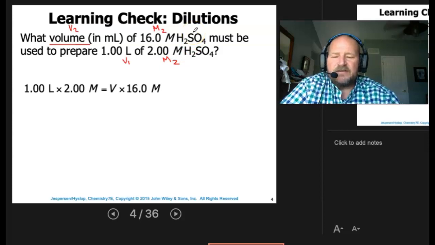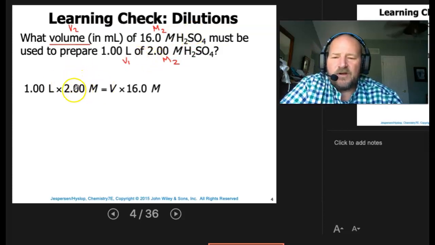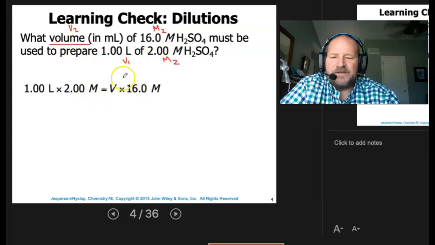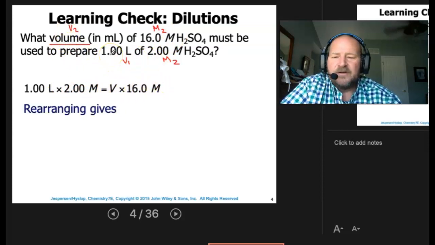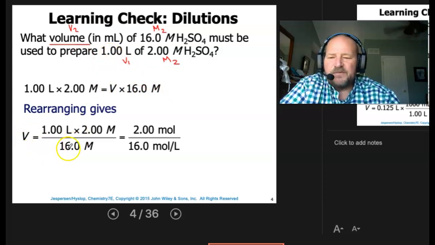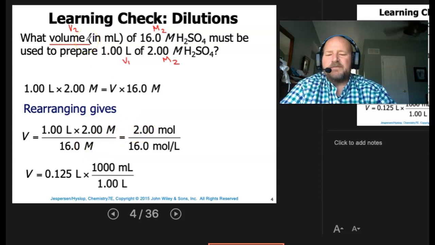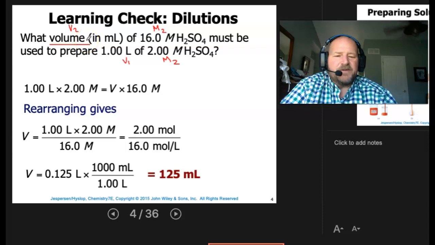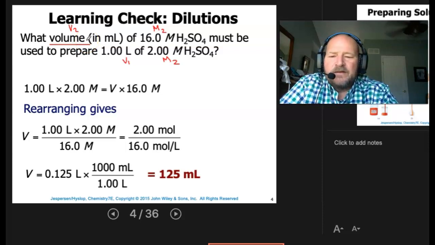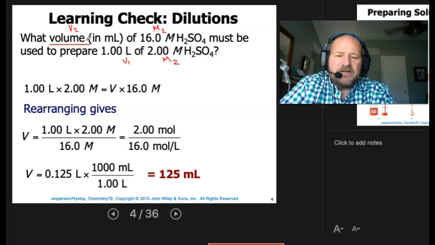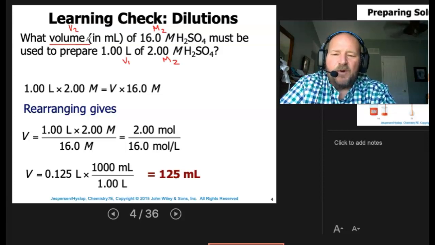So we're going to take 1 liter times 2 molar. That's going to equal my volume, my V2, times my 16 molar. So rearranging then, my V2 would equal 1 liter times 2 molar divided by 16 molar, which would be 2 over 16, which is going to equal 0.125 liters times 1,000 milliliters per liter, gives me 125 milliliters. All right, so hopefully that makes sense. We will need 125 milliliters of 16 molar H2SO4 to make 1 liter of 2 molar H2SO4.